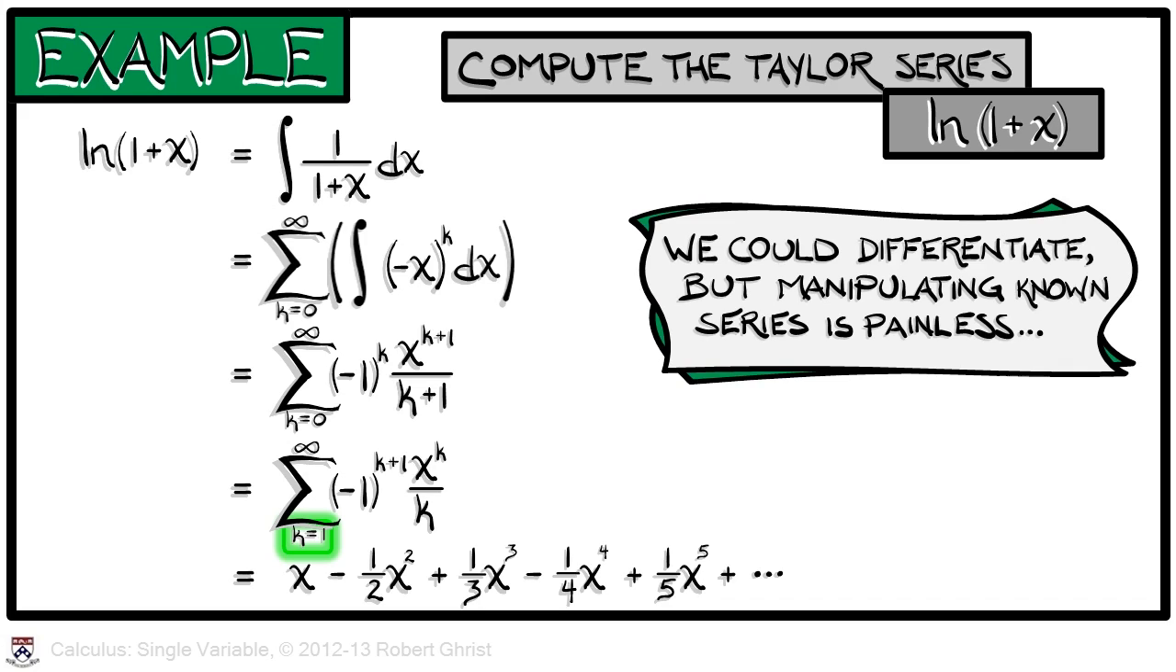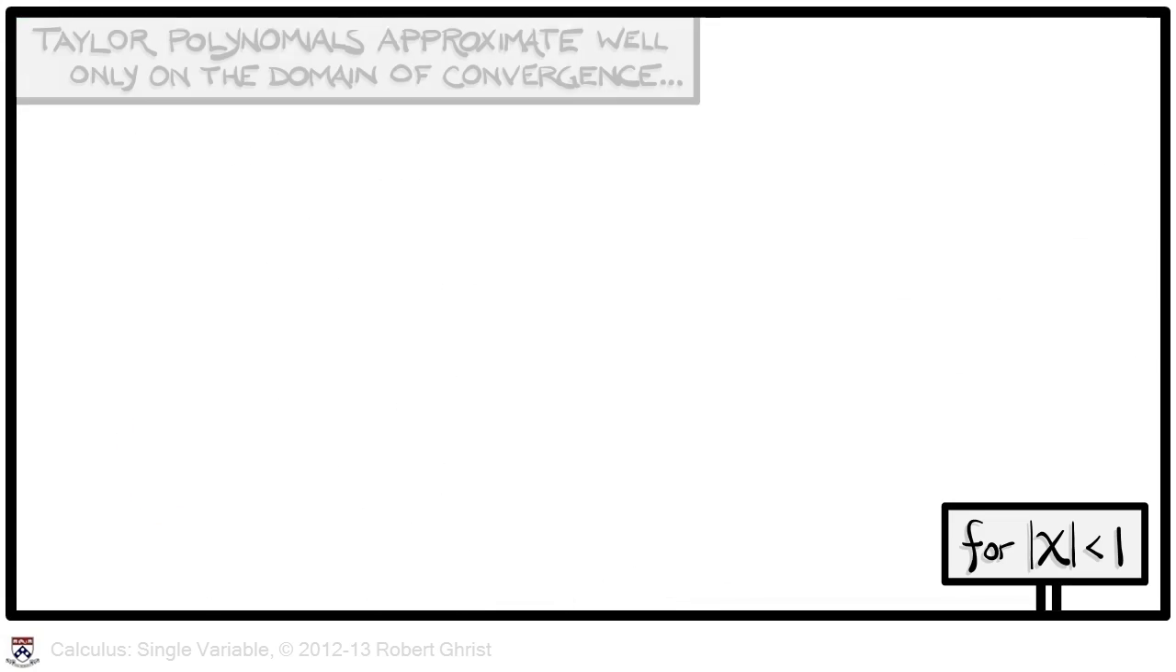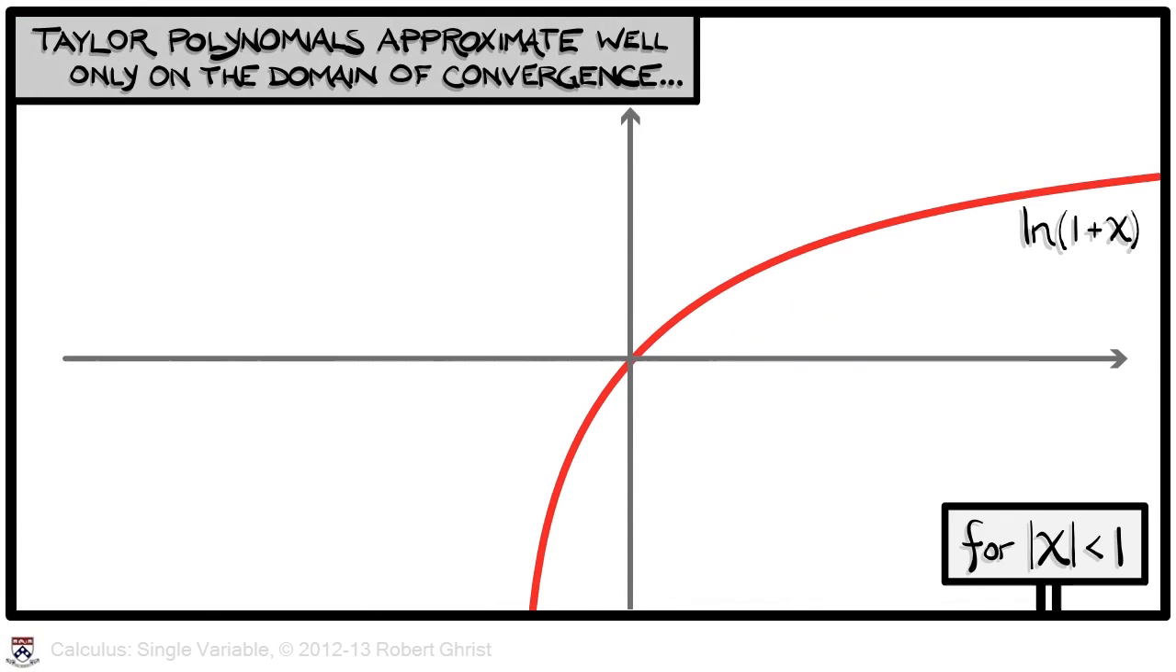Well, since we used the geometric series in this derivation, we must be careful to remain within the convergence domain for this. x must be less than 1 in absolute value. This fits well with the principle that Taylor polynomials approximate well only on the convergence domain.